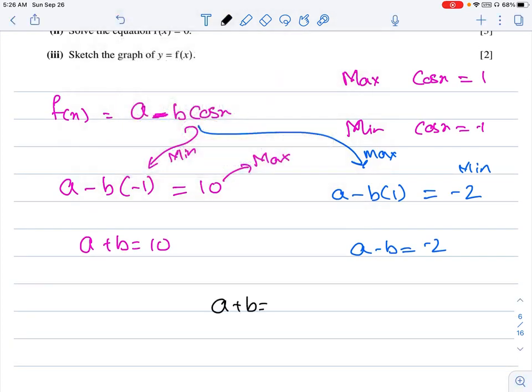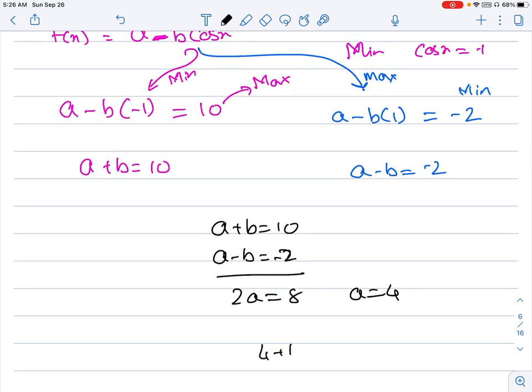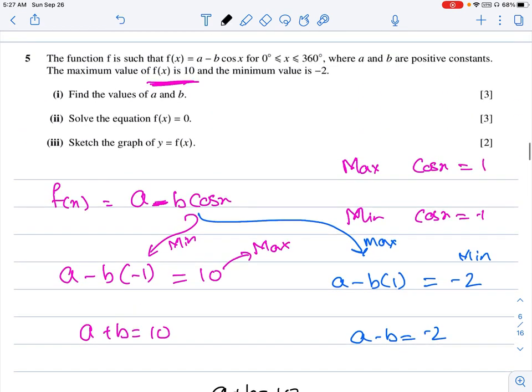A plus b is equal to 10. A minus b is equal to negative 2. Simplify: 2a is equal to 8, so a is equal to 4. Plug in a is equal to 4: 4 plus b is equal to 10, so b is equal to 6. So I got a is equal to 4, b is equal to 6.